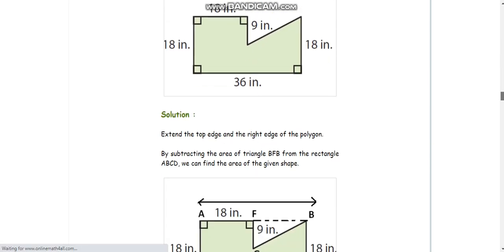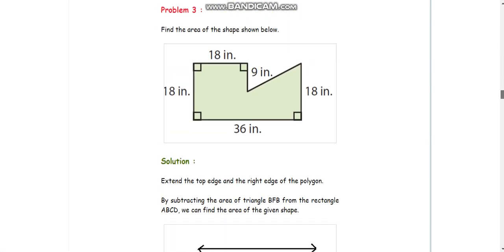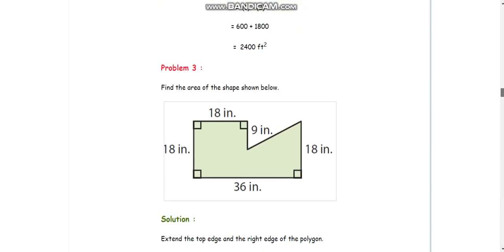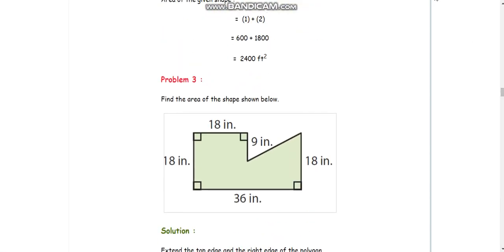Okay, I'll try and find another one with a triangle. Okay, this one's quite tough, but it's no harm. So try and find the area of this shape. Let me see. Yeah, and this here is 9 inches.